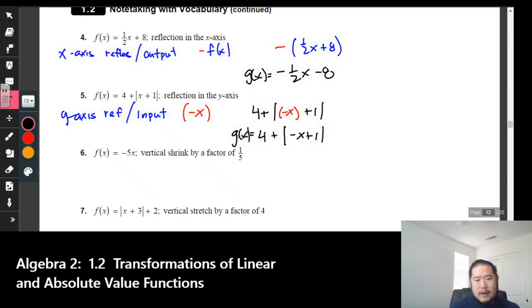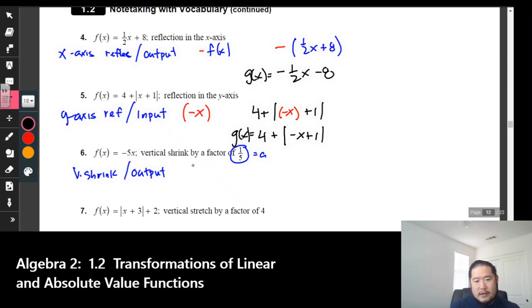Number 6, we have a vertical shrink by a factor of 1/5. Remember, a vertical shrink right here tells me that whether it's vertical or horizontal, that is dealing with our a value. So vertical shrink, remember this right here is your a value. I'll put vertical shrink because there is a difference between vertical and horizontal shrink. Vertical shrink is your output, meaning the whole entire function will be multiplied by whatever that factor is.